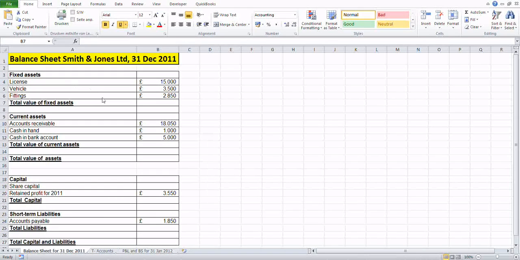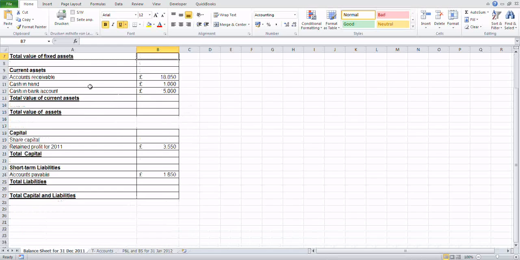We're basing this on an opening balance sheet, which was the previous month's closing balance sheet, which is right on the first sheet right here. See fixed assets, current assets, the capital, short-term liabilities.